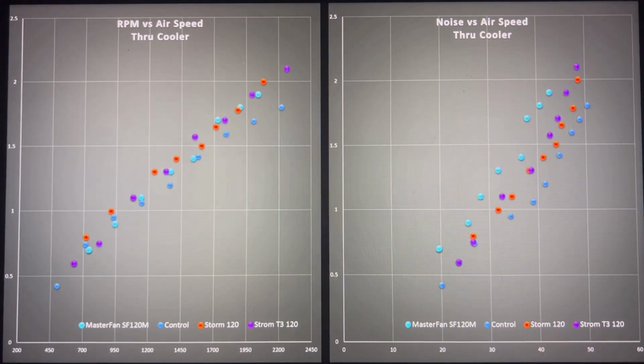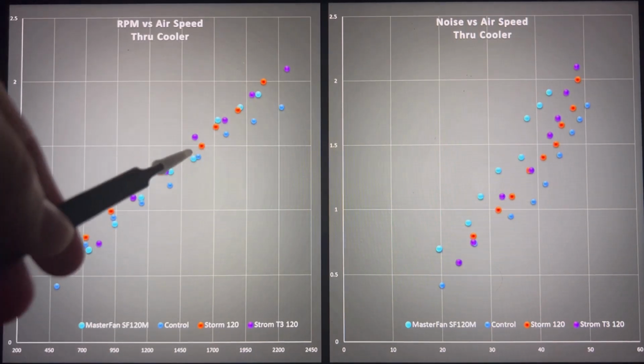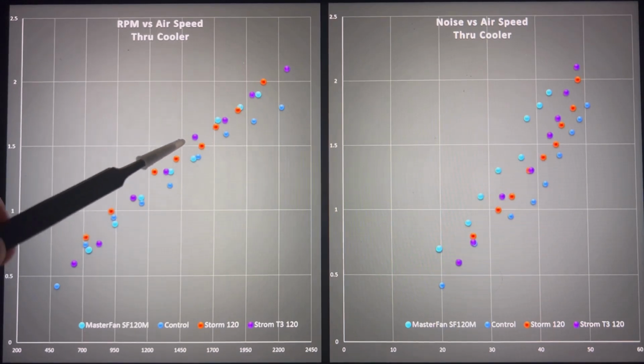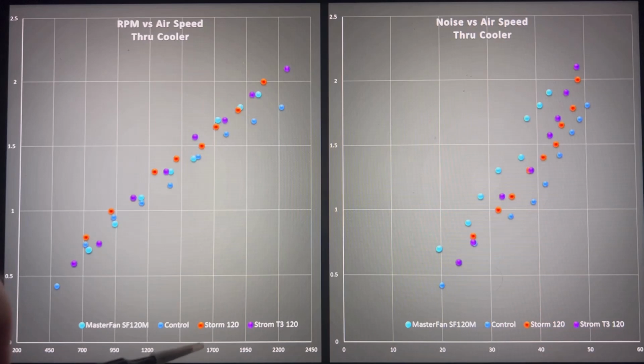Starting off on the left side with the RPM versus airspeed, my control fan is this darker blue line, which anything over it represents, again, a good to very good fan. And taking a look at the Master fan, which is this light blue line, it is matching and doing a little bit better than my control fan. The Storm is actually doing very well. It loses a little bit of performance there at this 1700 mark, but then it kind of gains it back again, and it overall stays pretty level above my control.